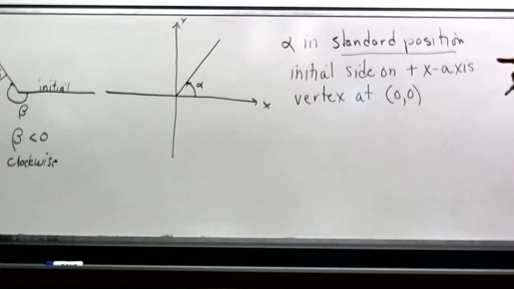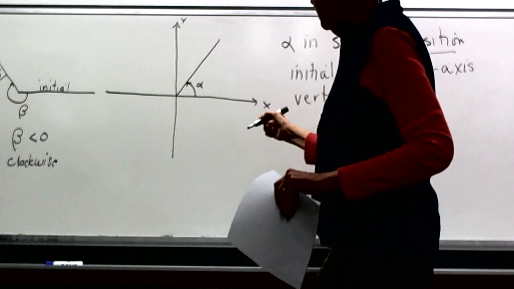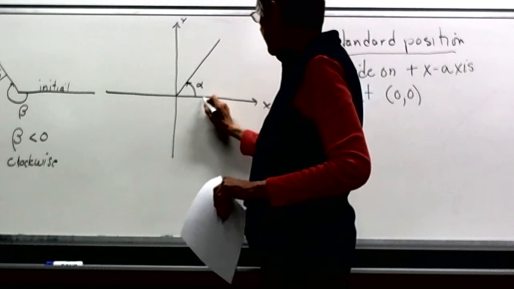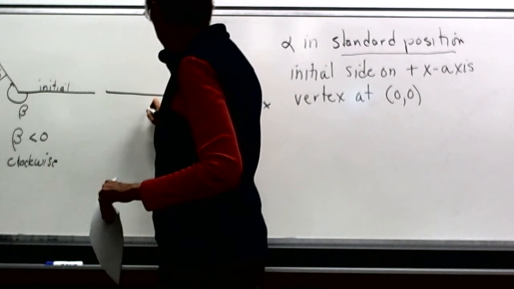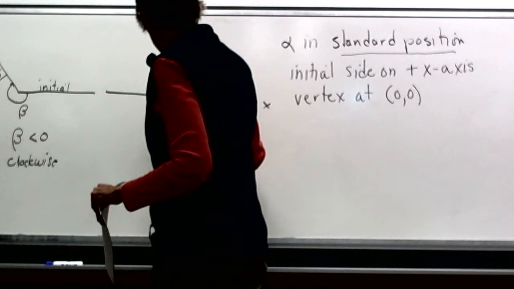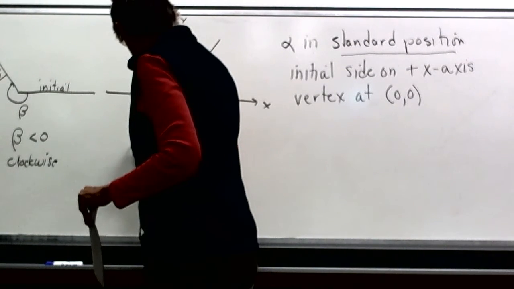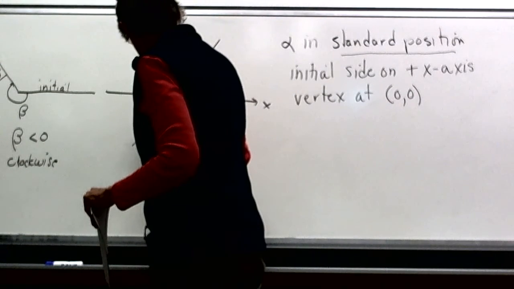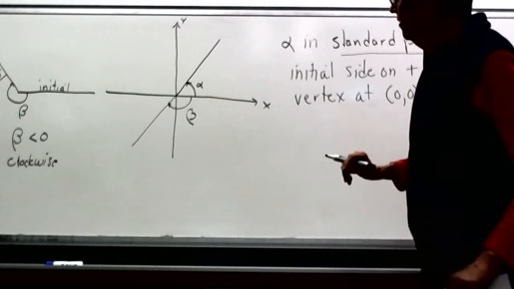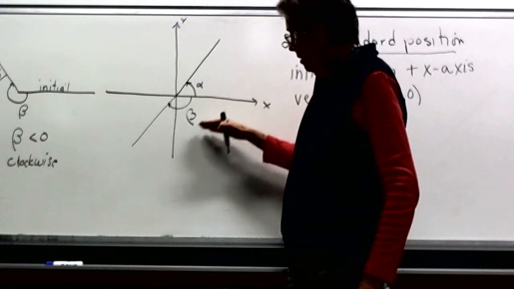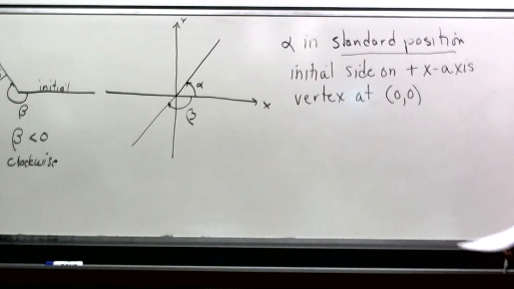We can also draw our angle beta, or negative angle beta, in standard position. The initial side would be the positive x-axis. It appears that the terminal side would be in quadrant 3. So we'll come around this way. And there is our angle beta, also in standard position, with the little arrow going in the negative direction or clockwise.